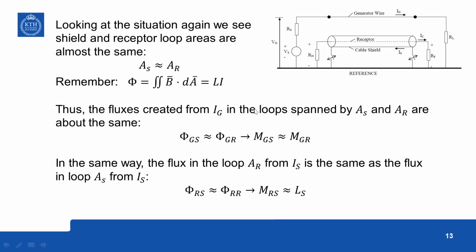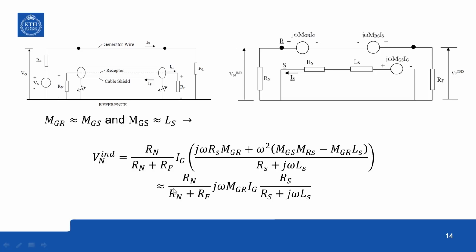Now, as said before, you can see that the loop area for the receptor circuit and the shield circuit are almost similar. So M_GS and M_GR are more or less equal. Similarly, the mutual inductance between receptor and cable shield, M_RS, is approximately equal to the cable self-inductance. So with these two simplifications in the previous equation, we can write the expression like this.